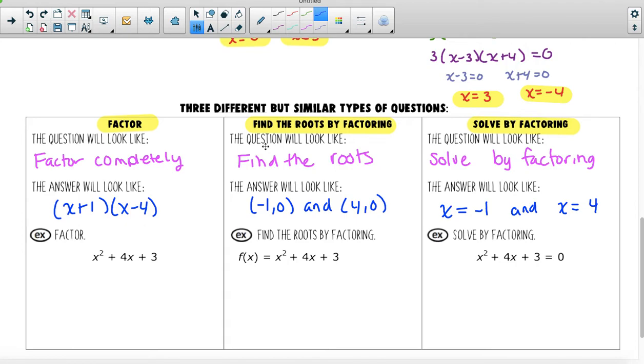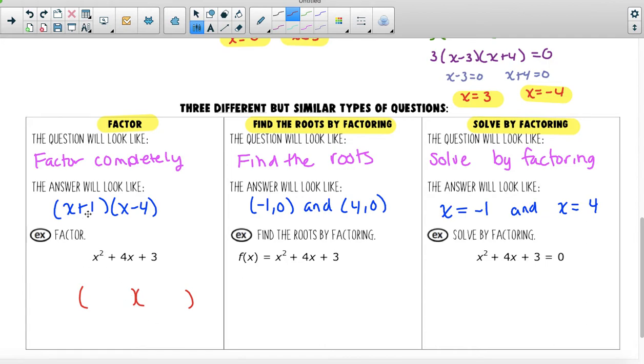Depending on what the question is asking you to do tells you what your answer will look like. So these 3 examples: the first one says just factor, the second one says find the roots by factoring, and the next one says solve by factoring. If you look at the differences in the original problem, factor has no equals anywhere in the problem. So we would just have our answer as two sets of parentheses with our multiplication.